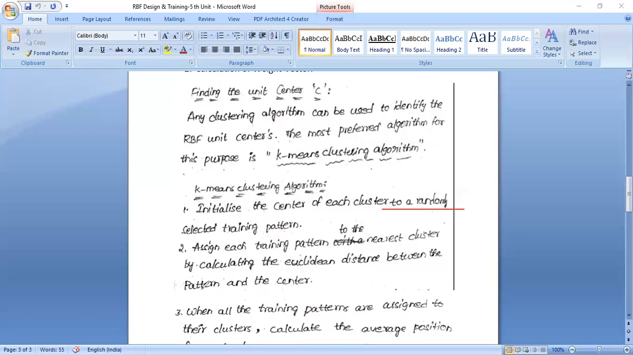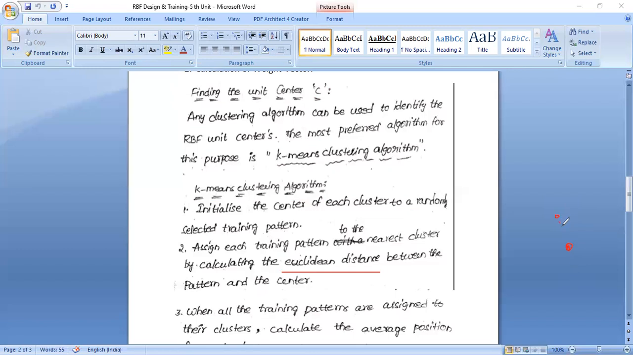And coming to the second point, after selecting the centroids, the center points, then assign each and every training pattern to the nearest cluster by calculating the Euclidean distance between the pattern and the center. Here we can use one measurement, which is called Euclidean distance. Why have we used this Euclidean distance? By using this Euclidean distance measurement, we can find out the distance between the center point and the nearest data point.